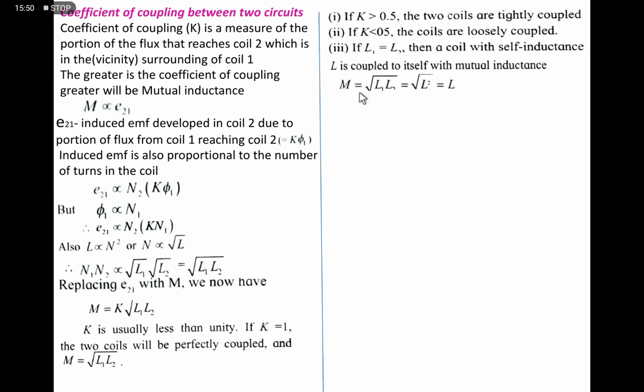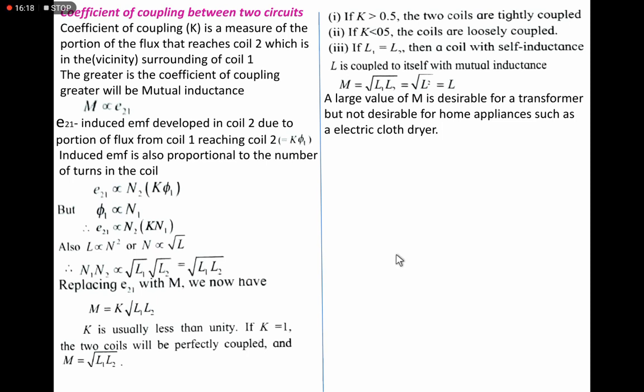Now, from this, if L1 is equal to L2, that is, the self inductance in coil 1 and in coil 2 are the same and equal to L, then we write M is equal to L, by using this equation: M is equal to the square root of L1 L2.